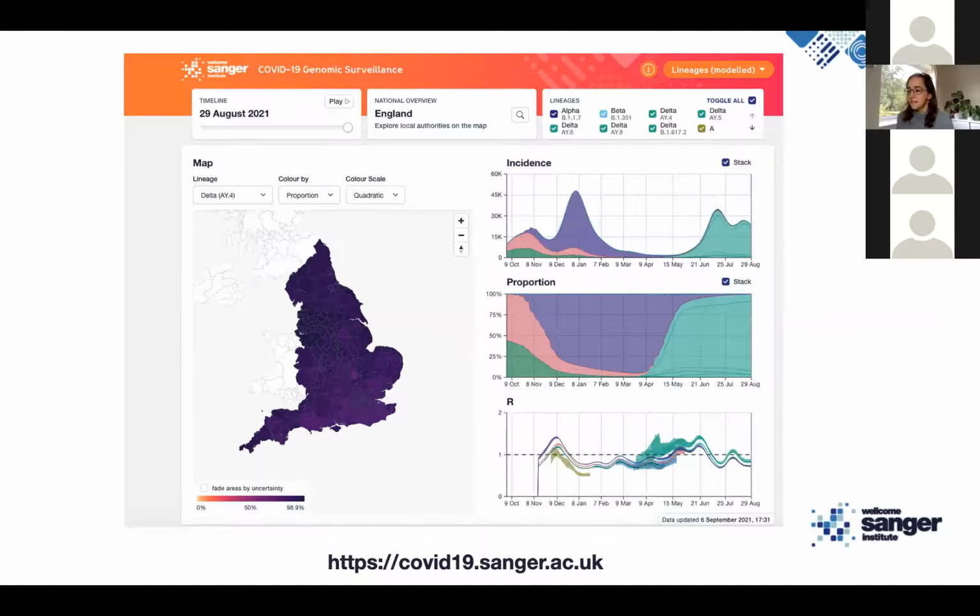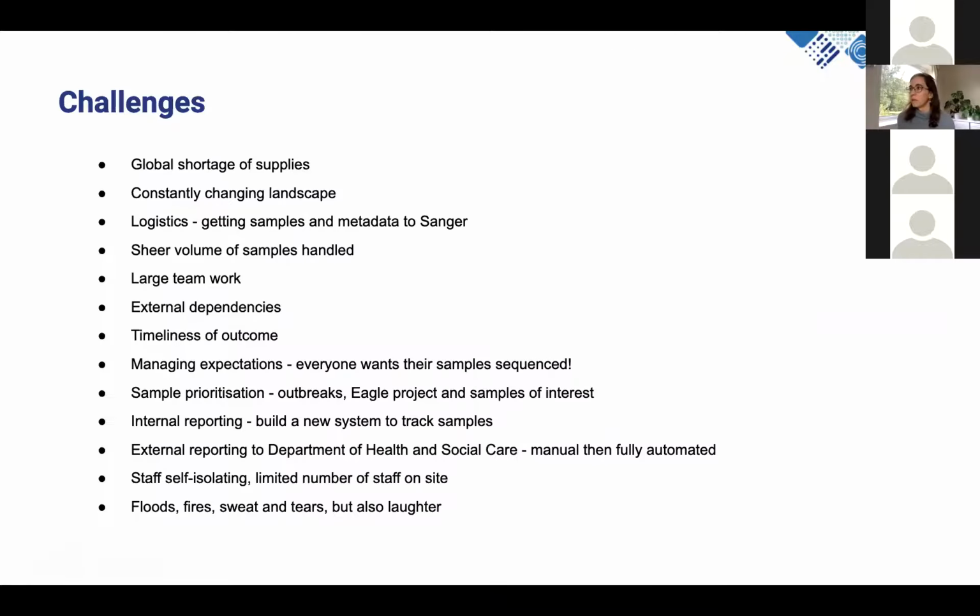And this data is available on the website that you can see there at the bottom. There's far more data than I've presented just now, so you can select the different variants and see the incidence. If you go there and press play, there will be a little animation of how it varied on the map. It's a really interesting piece of data.